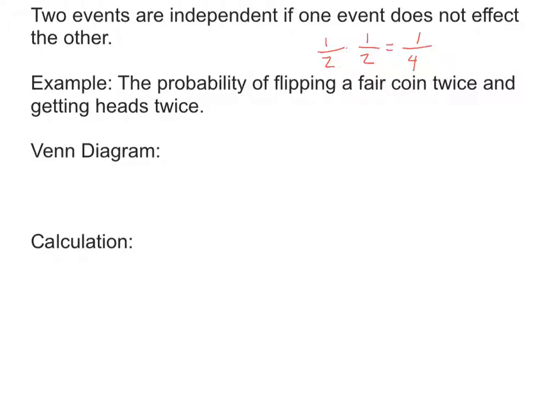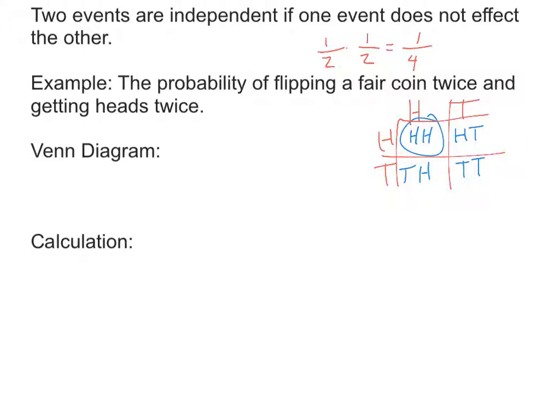If I were to look at this, I could either have a heads or a tails on my first flip, and a heads or a tails on my second flip. So I could either end up with 2 heads, a heads then tails, a tails then a heads, or a tails then a tails. So 1 out of 4 times will this happen. And you can see, because of this shape, why multiplication would be required here.